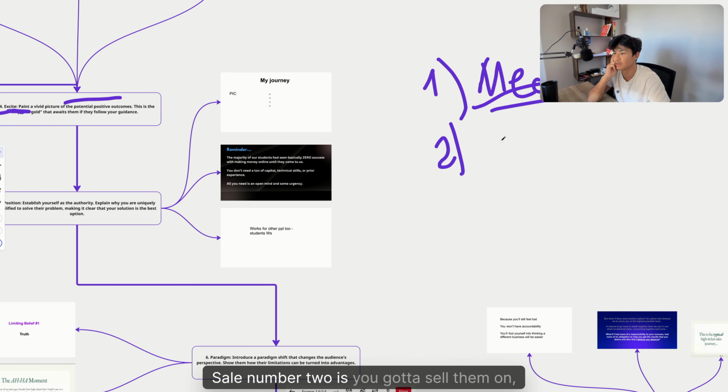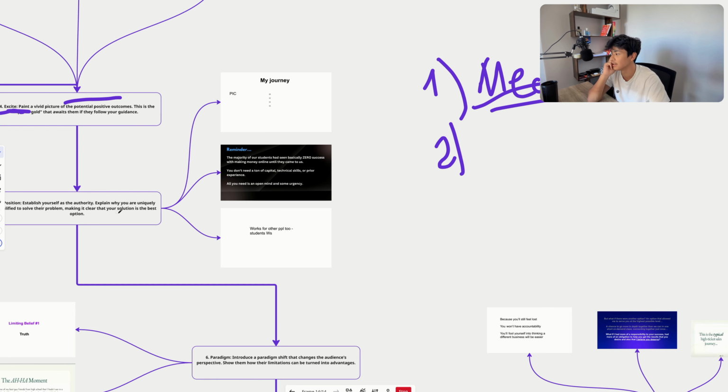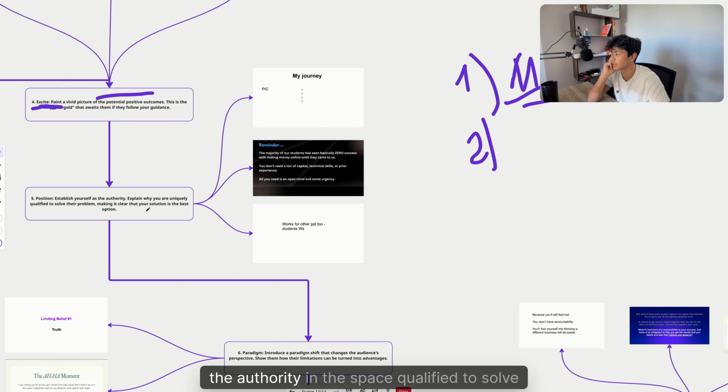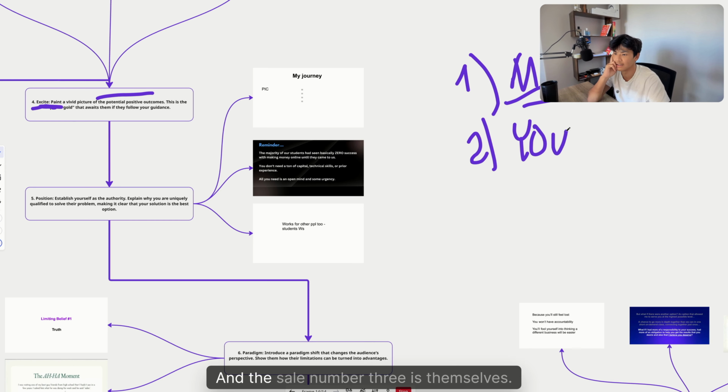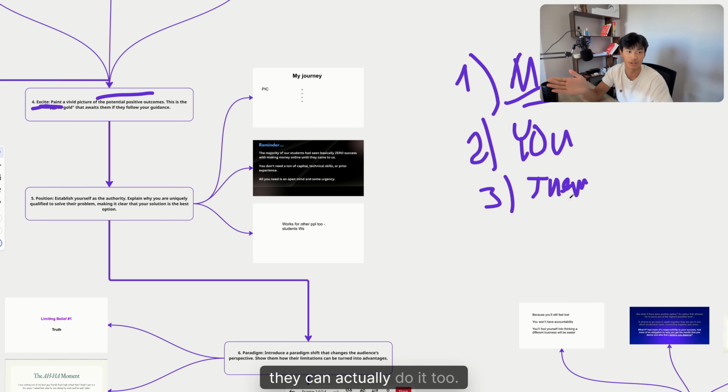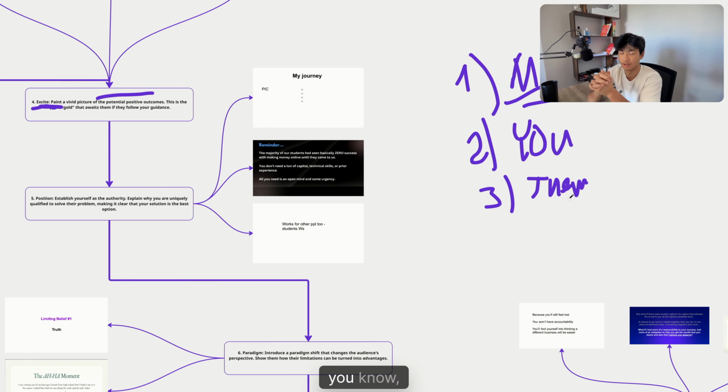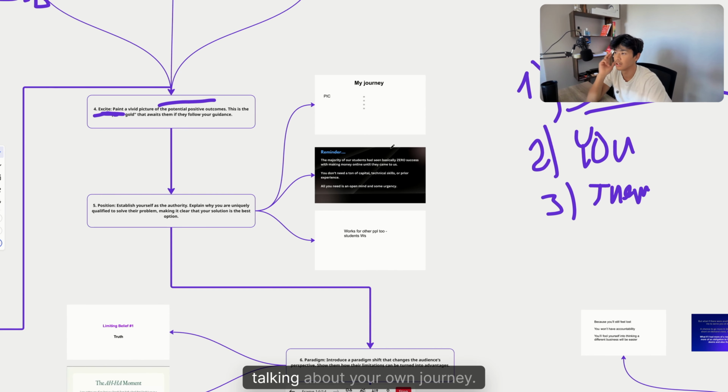Sale number 2 is you gotta sell them on yourself, that you are the right person and the authority in the space qualified to solve their problems. So that's you. And sale number 3 is themselves. You gotta sell them on the idea that they can actually do it too, and it's not only for the special people or someone who's incredibly talented or smart. You do this simply by talking about your own journey.